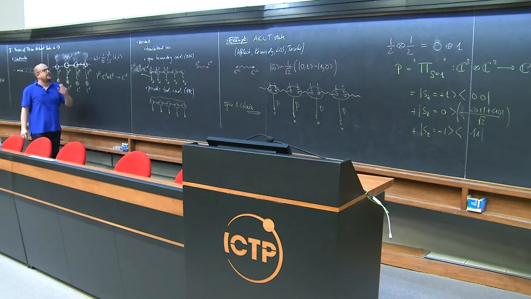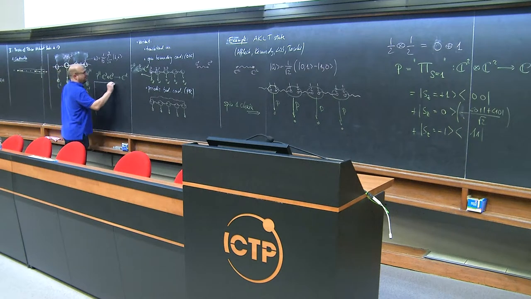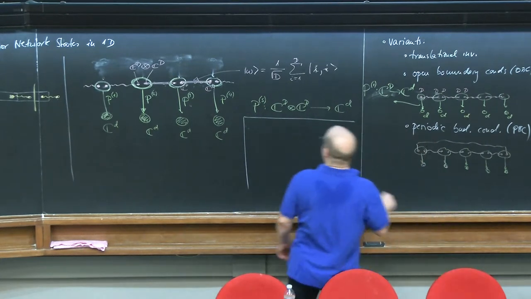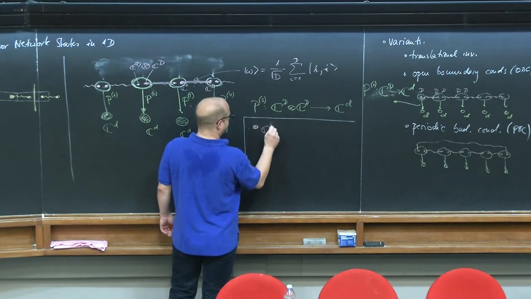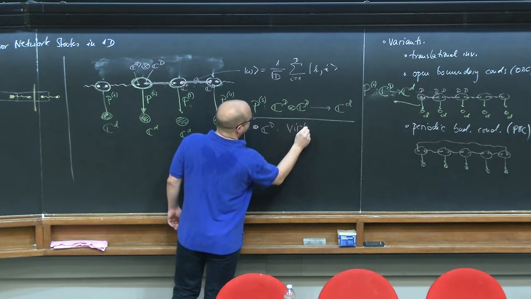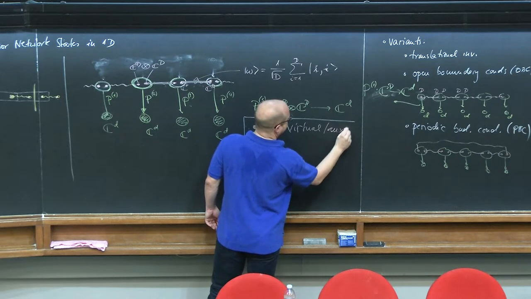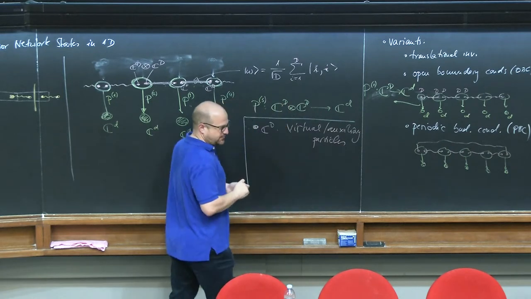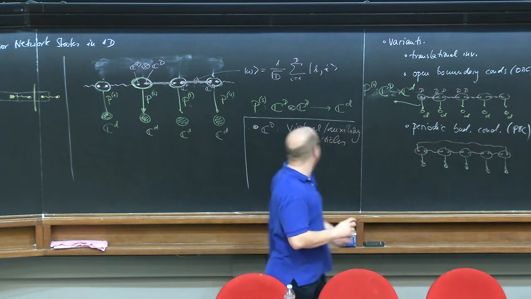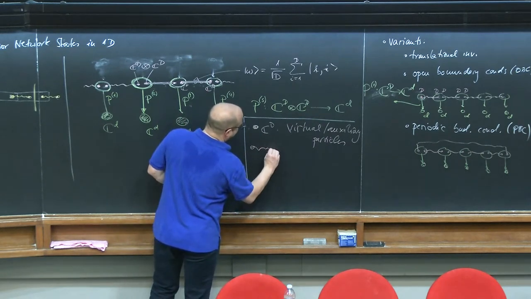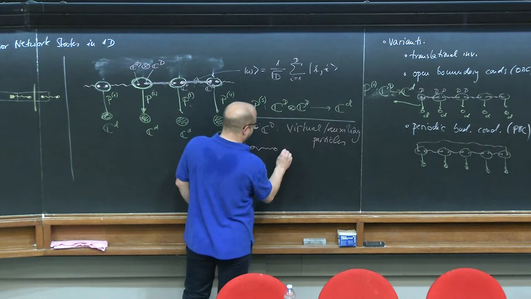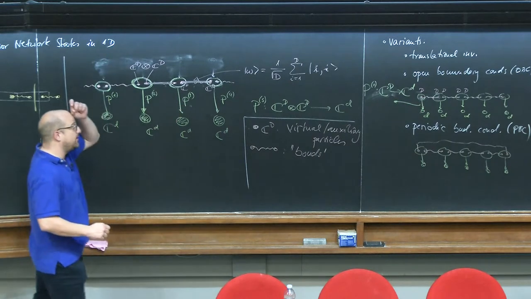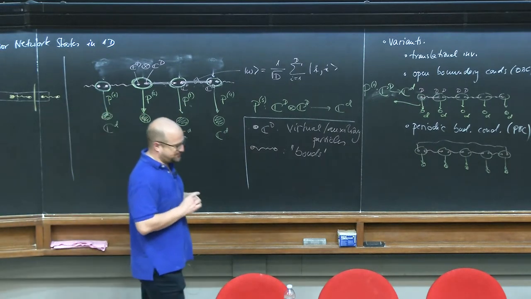Okay, maybe I put this back here. Let me just fix a bit of nomenclature because I will keep using that. So the red particles we will call virtual or auxiliary particles, or systems or whatever. The green ones, physical, I guess that's more natural. The entangled pairs will also be denoted as bonds, because they create some kind of entanglement, some correlation between different particles.